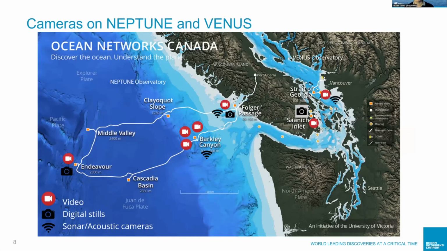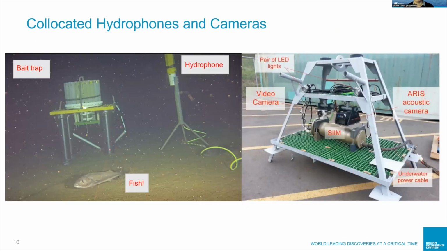There are also cameras on many of the nodes of Neptune and Venus. And as you may be putting together already, some of these cameras are in the same places as we have hydrophones. And we even have some specifically set up to have the hydrophone in view so that we can be associating the things that we're seeing with the sounds that we're hearing. I won't get too far into detail about this because I think this is going to get talked about later today.